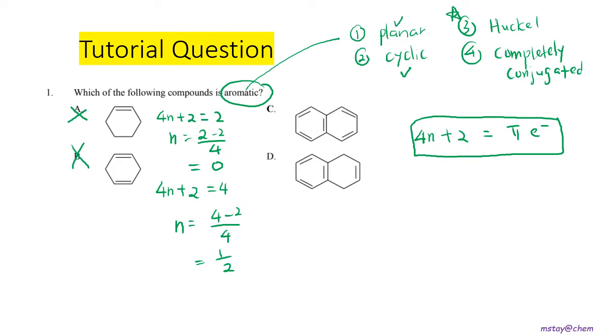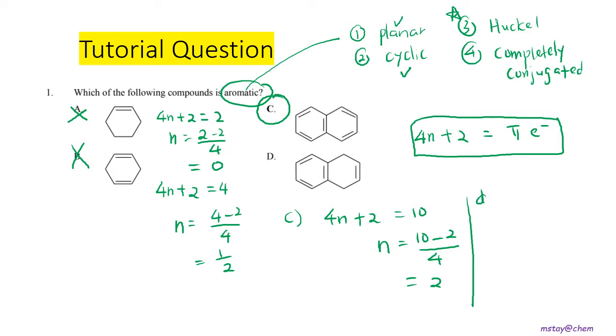C, we have 10 electrons, so 4n plus 2 equal to 10. N equals 10 minus 2 divided by 4, equal to 2. So from here we have the idea that C supposedly will be the answer. However, to double confirm, we complete all the options. D: 4n plus 2 equal to 8 because of 1, 2, 3, 4 pi bonds. So n will equal 8 minus 2 divided by 4, which is 3 over 2. Okay, so the answer is C.